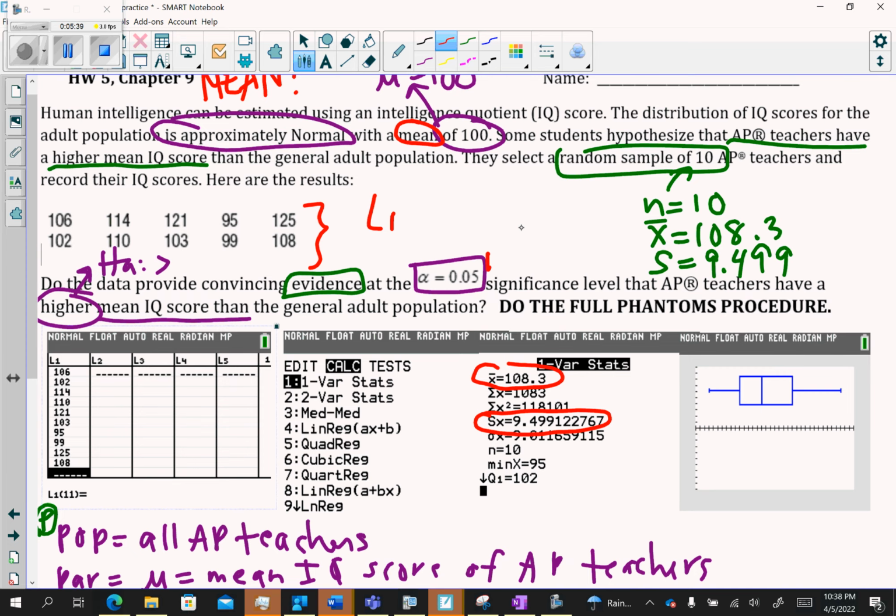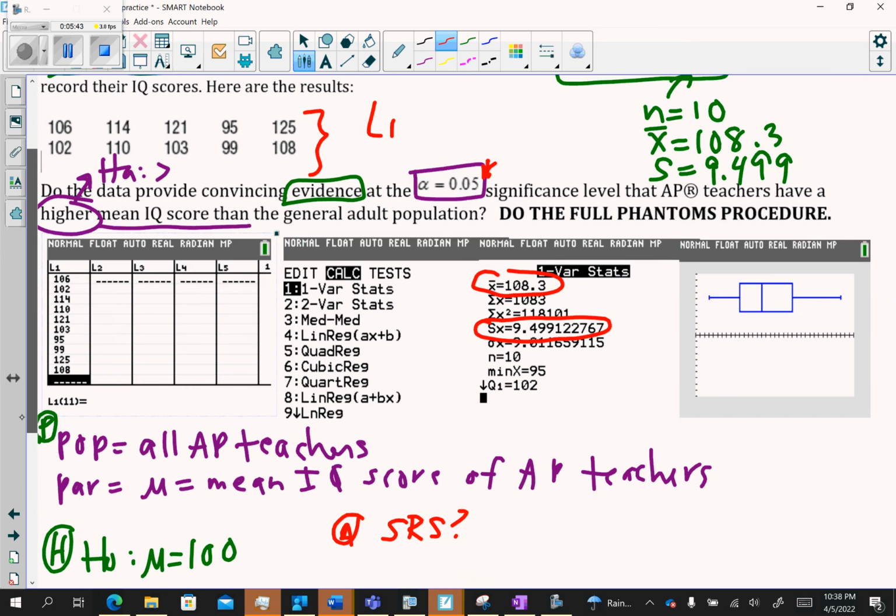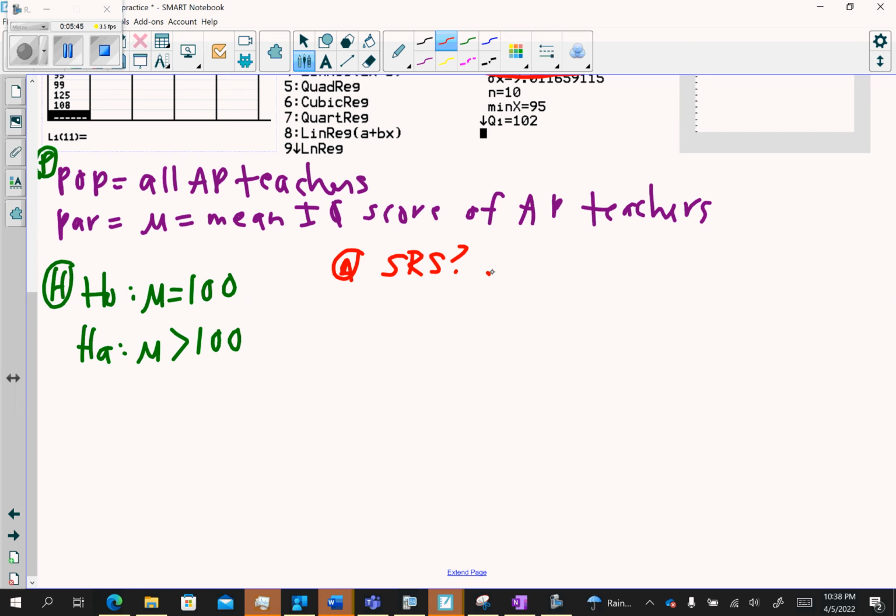So it didn't say a simple random sample, but it did say a random sample. Random sample stated. Sorry about this handwriting here. This is on my home Surface, and it's ugly. Yikes.